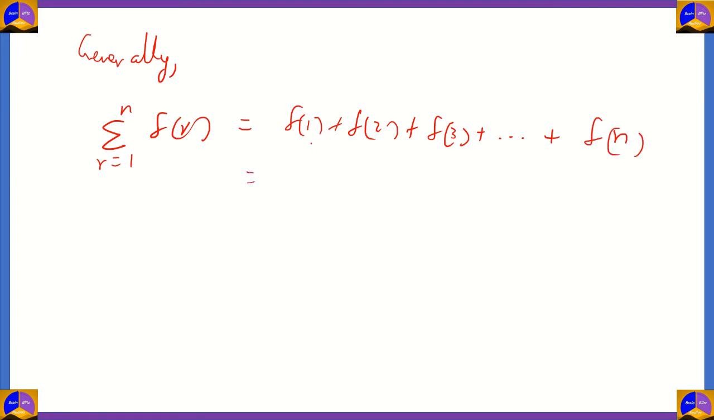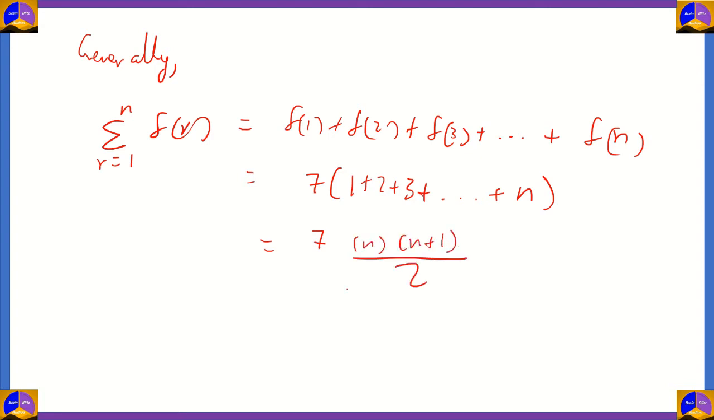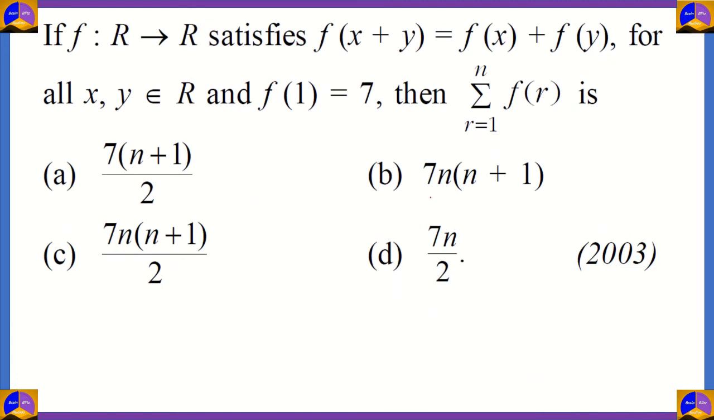So all the functions contain 7 multiplied with 1, 2, 3, etcetera. So it's 7 times the arithmetic sum 1 plus 2 plus 3 plus etcetera plus n. The sum of the first n natural numbers is represented in arithmetic progression as n times n plus 1 divided by 2. So therefore 7 times n into n plus 1 by 2 is the correct answer. And if you look at our question, option C, which shows 7n times n plus 1 by 2, is the right answer.